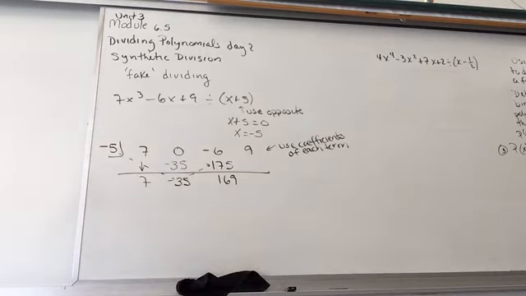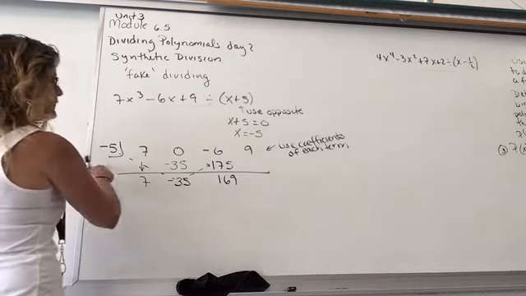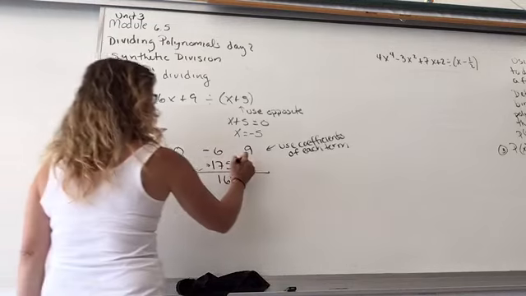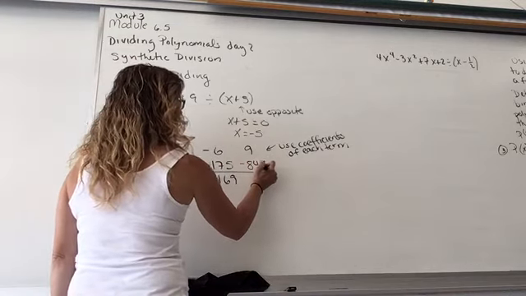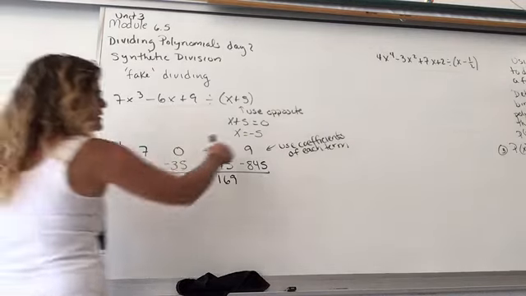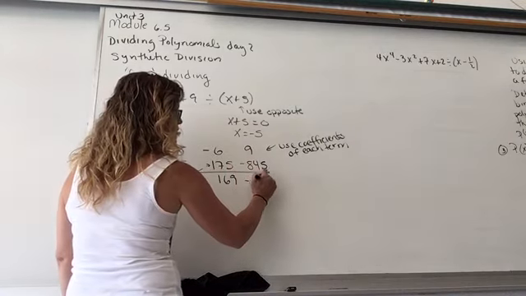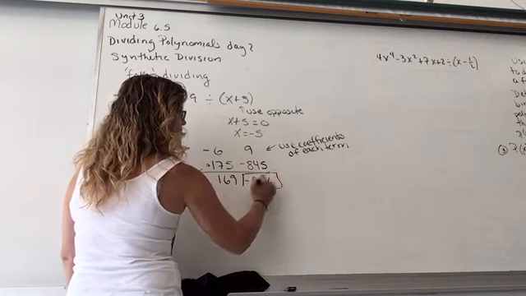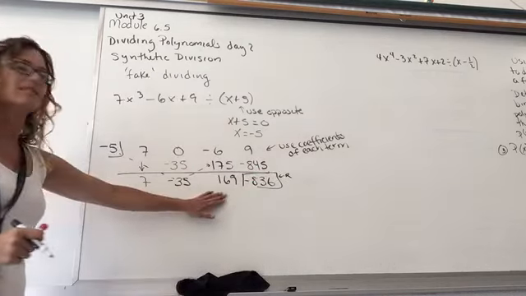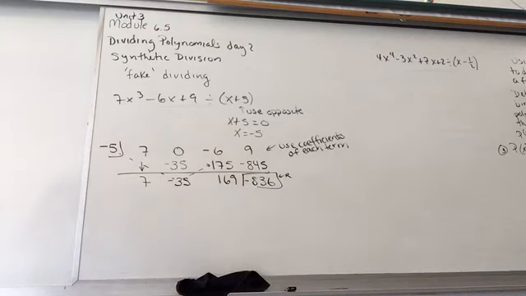And I'm going to multiply that times negative 5. When I multiply negative 5 times 169, I get a negative 845. And then, of course, I'm going to add straight down and get these two, and that's a negative 836. This is my remainder. This is my answer, but we need to write it back so it looks right.